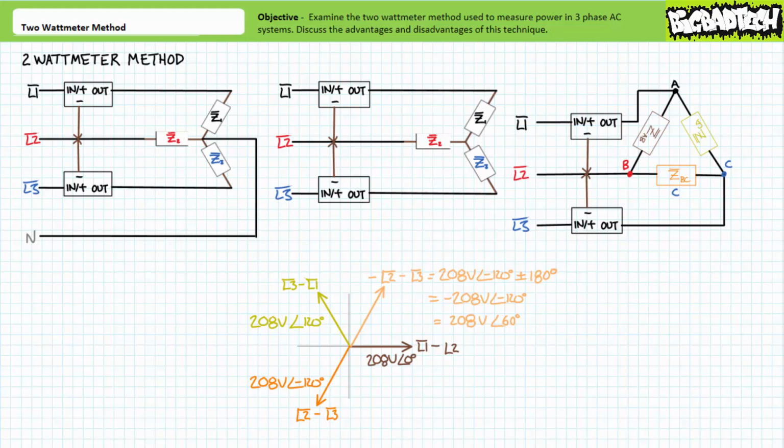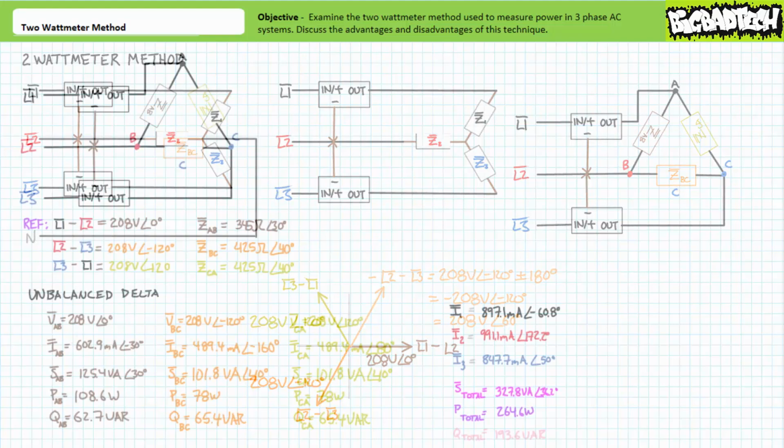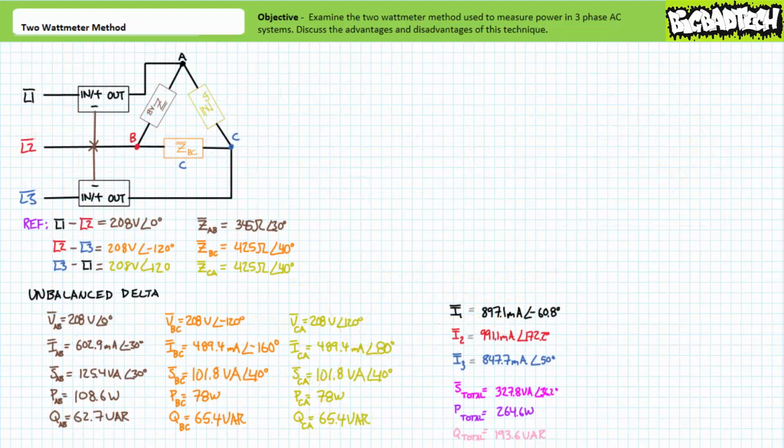3 wattmeter method. The principal distinguishing characteristic of the 2 wattmeter method, in contrast to the single wattmeter method we discussed in a previous lecture, is that it is suitable for both balanced and unbalanced loads. Allow me to demonstrate. Let's take a look at the 2 wattmeter method employed in our example unbalanced delta configuration.